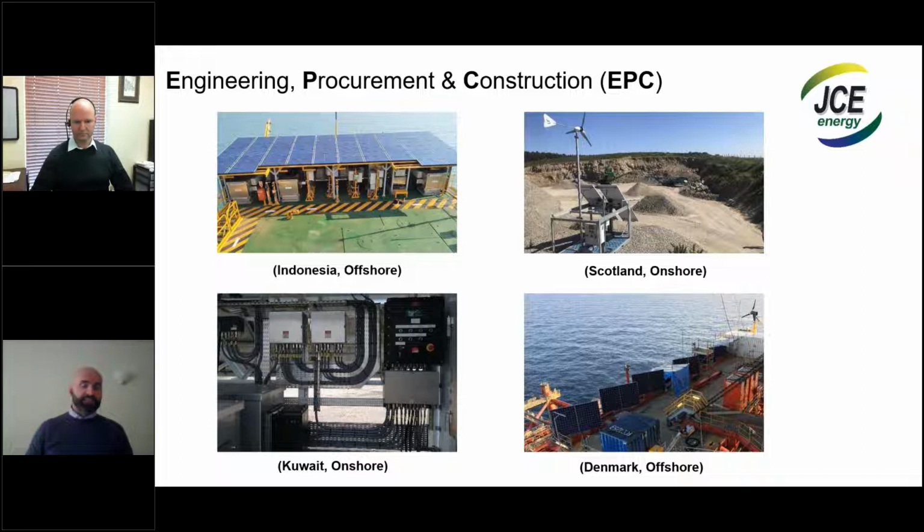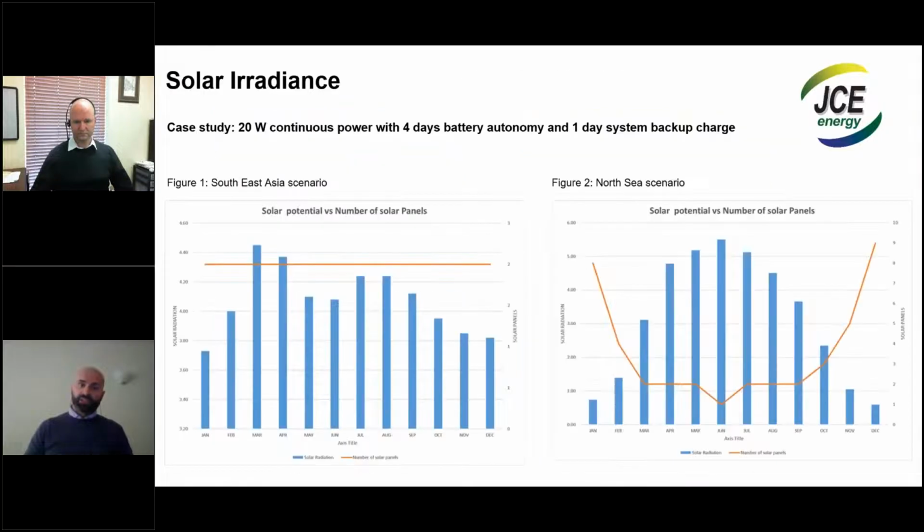As you can see in these pictures, we have 4 different solar power systems, but I would like to show in the next slide how much a power system is influenced by the solar irradiance. So if we can go to the next slide. Here we are presenting a classical example, which is quite frequently asked by our clients, which is powering 20 watts of continuous power, which could be, for example, a sensor or maybe 1 or 2 sensors, providing 4 days of battery autonomy and 1 day system backup recharge time.